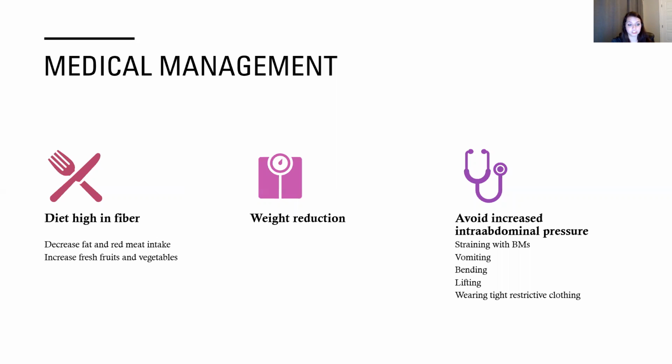So how are we going to manage this? A diet high in fiber. We're going to decrease fat and red meat intake. We're going to increase fresh fruits and veggies to try to get that fiber. We're going to reduce our weight, and we're going to avoid increased intra-abdominal pressure because that pressure can cause those pouches to rupture.